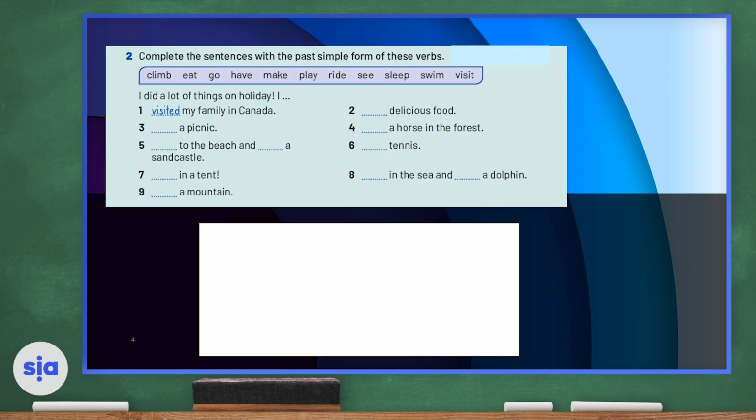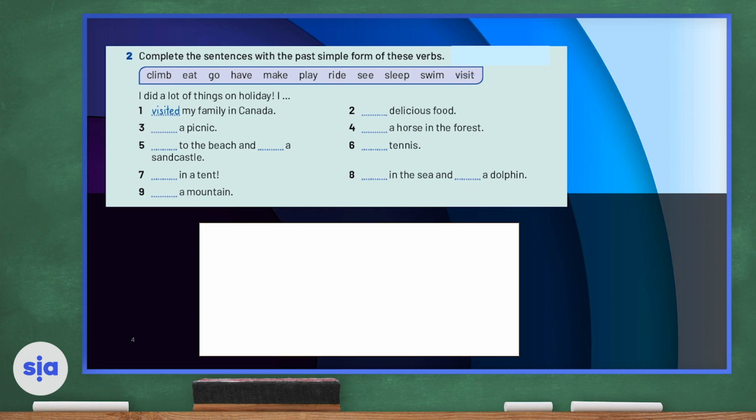Now let's go to exercise 2. I'd like you to complete the sentences with the past simple form of these verbs. So we have the verbs climb, eat, go, have, make, play, ride, see, sleep, swim, and visit is already used. Let's look at the example. I did a lot of things on my holiday. I visited my family in Canada. So we must use the verbs in the past simple form when it is an action that has already happened and is done and finished in the past.